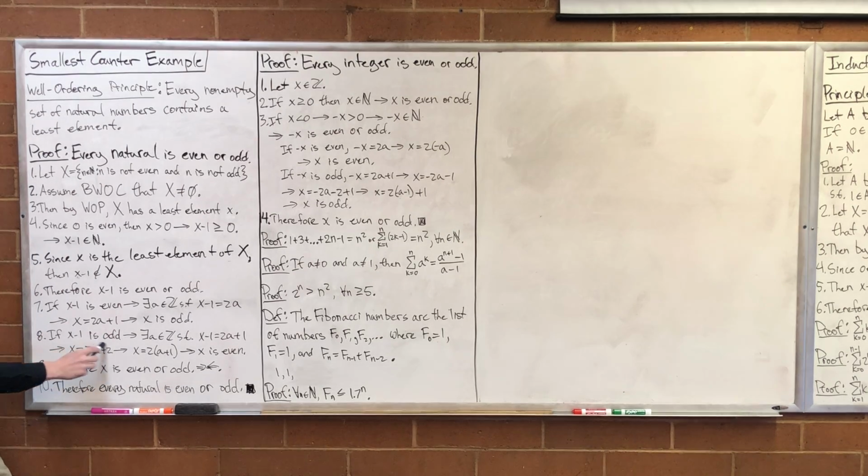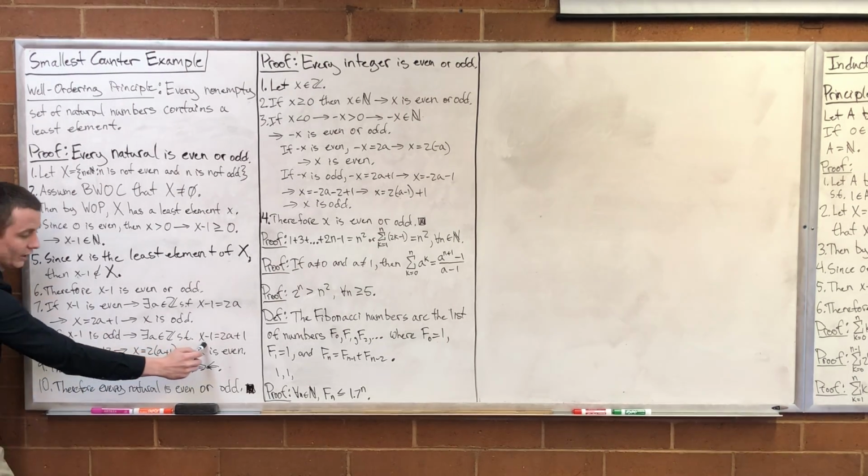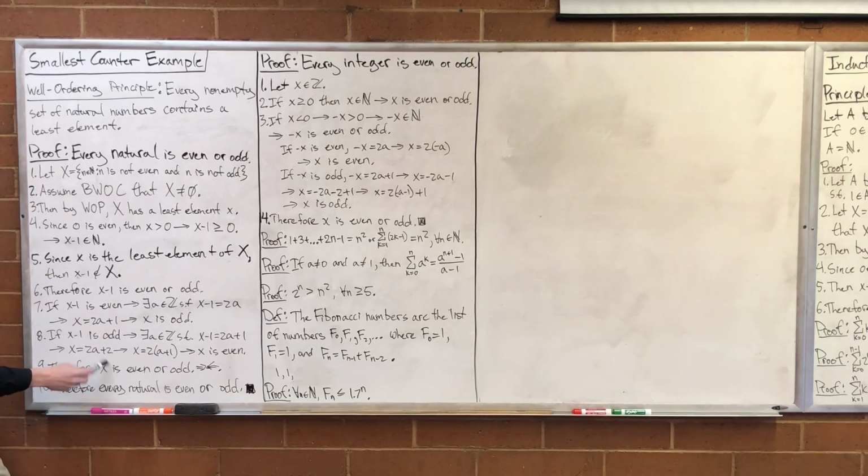Similarly, if x minus 1 is odd, there exists a such that x minus 1 equals 2a plus 1, plus 1 to both sides, factor out the 2, therefore x is even. So x minus 1 is even or odd, and we just showed if x minus 1 is even or odd, in either case, x is even or odd. Contradiction.